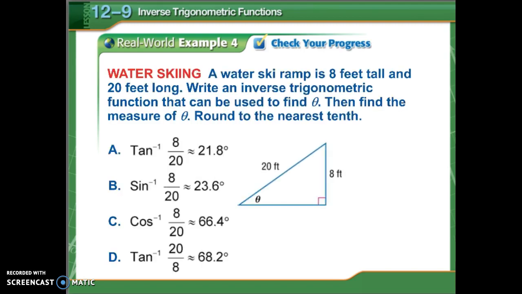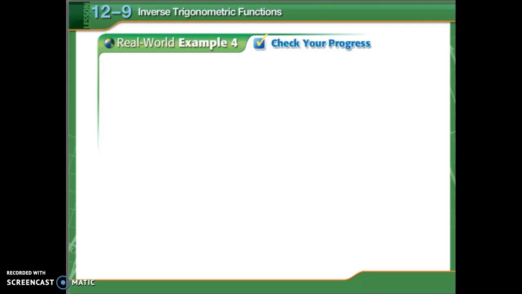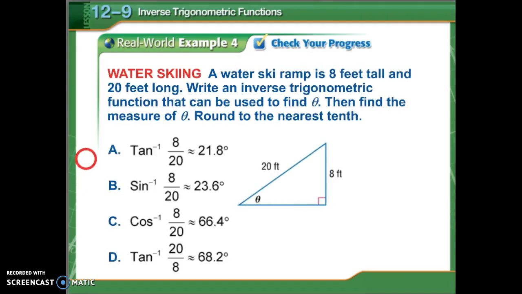Okay, we've got one problem to check your progress on. Same concept here. Go ahead and pause the video, work out the answer, and we'll see the answer on the next slide. Okay, our answer this time for the inverse sine of 8 over 20 is about 23.6 degrees, choice B. Okay, that brings us to the end of the Unit 4 Lesson 9 video on inverse trig functions.